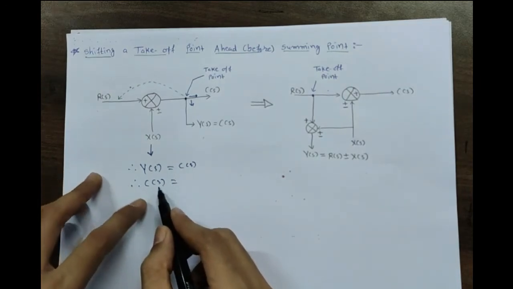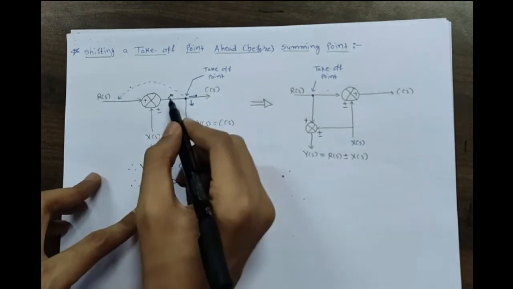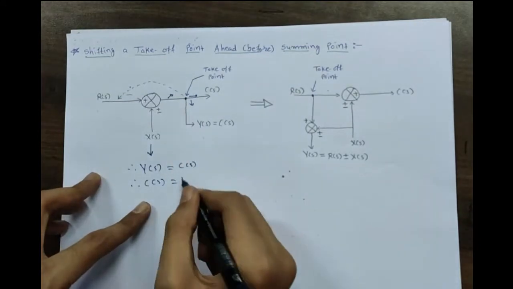And what is c of s? C of s is nothing but r of s. Whatever the signal at this point will be your c of s. It means r of s plus or minus x of s.